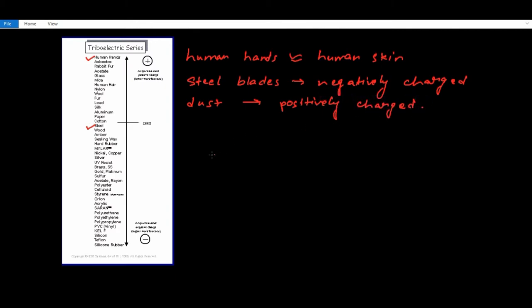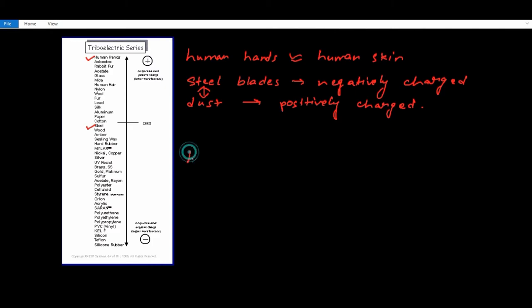And just like the opposite poles of a magnet attract one another, opposite charges also attract one another, due to which the steel blades will actually attract the dust. It will attract the dust, and henceforth the dust will stick to the blades. This is the main reason why ceiling fans get dusty.